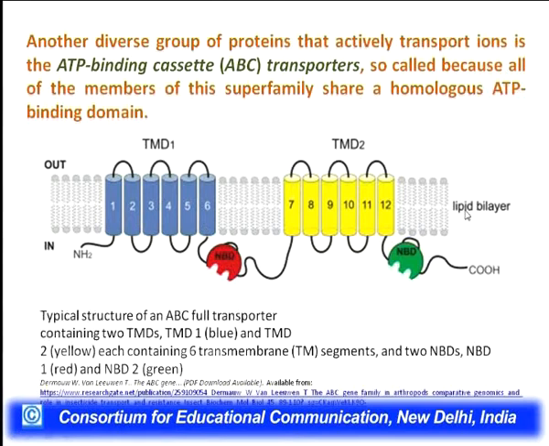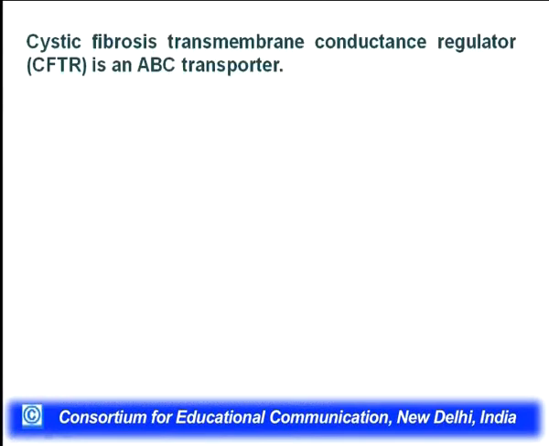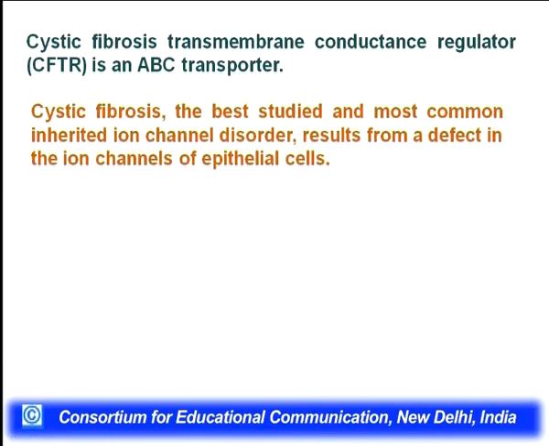There can be a half ABC transporter which contains just one TMD and one NBD. So there is a whole variety of ABC transporters, but this is the structure of a full transporter, and these domains are very much conserved, containing a very homologous ATP binding domain. I'll take an important example of this ABC transporter, the cystic fibrosis transmembrane conductance regulator, or CFTR.